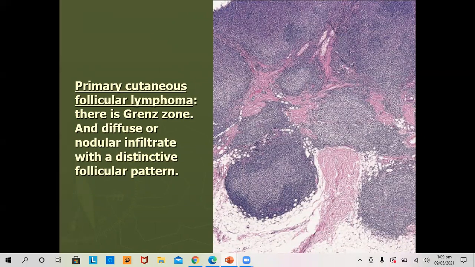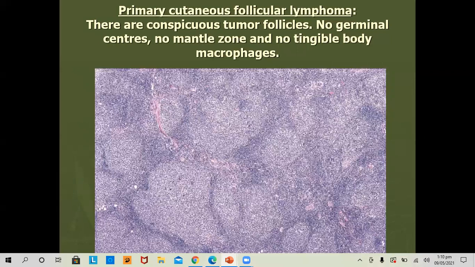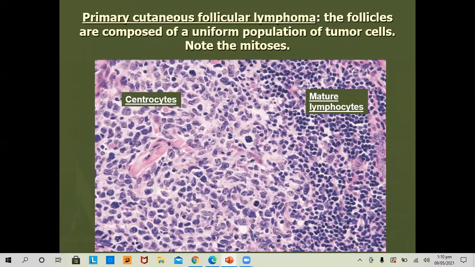So the primary cutaneous follicular central cell lymphoma presents as multiple follicles seen within the dermis with a grenz zone. The tumor presents as follicles, but there is no germinal center, no mantle zone, and no tingible body macrophages. These were all features of marginal zone lymphoma, so these features are not present in this lymphoma. It comprises primarily follicle-like structures. Among these follicles, there are 2 types of cells, the mature lymphocytes and the centrocytes.